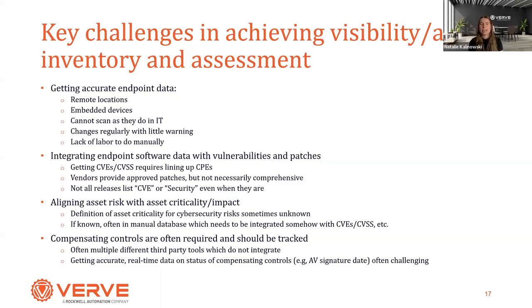So then next, aligning asset risk with asset criticality or impact. I've touched on this earlier, but again, in an OT environment, we have to contextualize that risk. And then finally, when you have those compensating controls, like we saw in those squares showing us the algorithm for how we prioritize that risk, considering tools like AV, whitelisting, and backups, it would be really helpful if all these tools were able to communicate to each other and were integrated, because currently you're facing the challenge where getting accurate real-time data on the status of those tools is not an easy task.